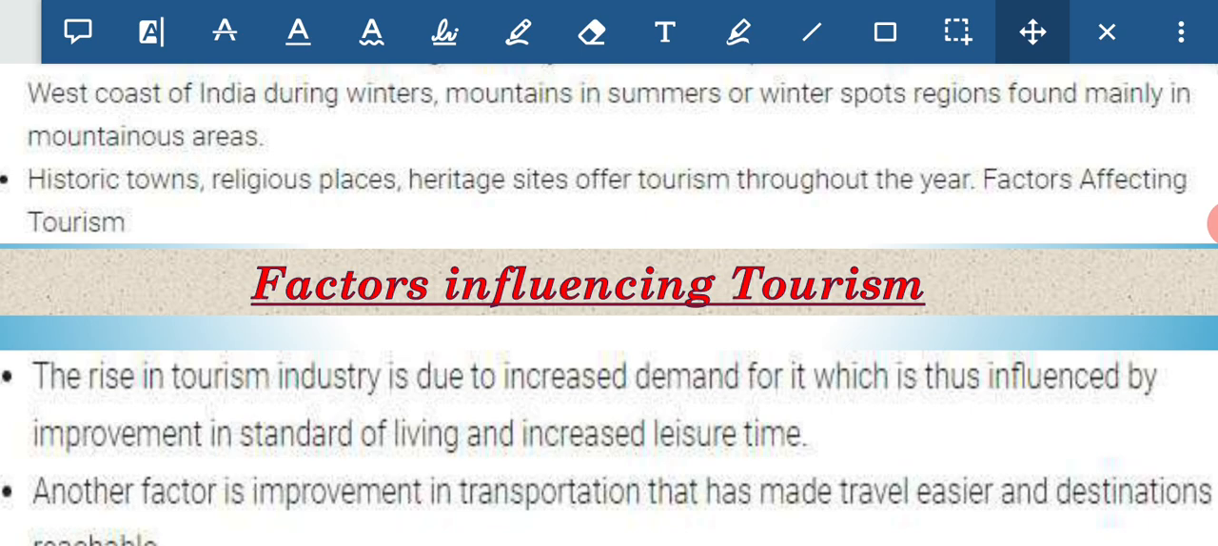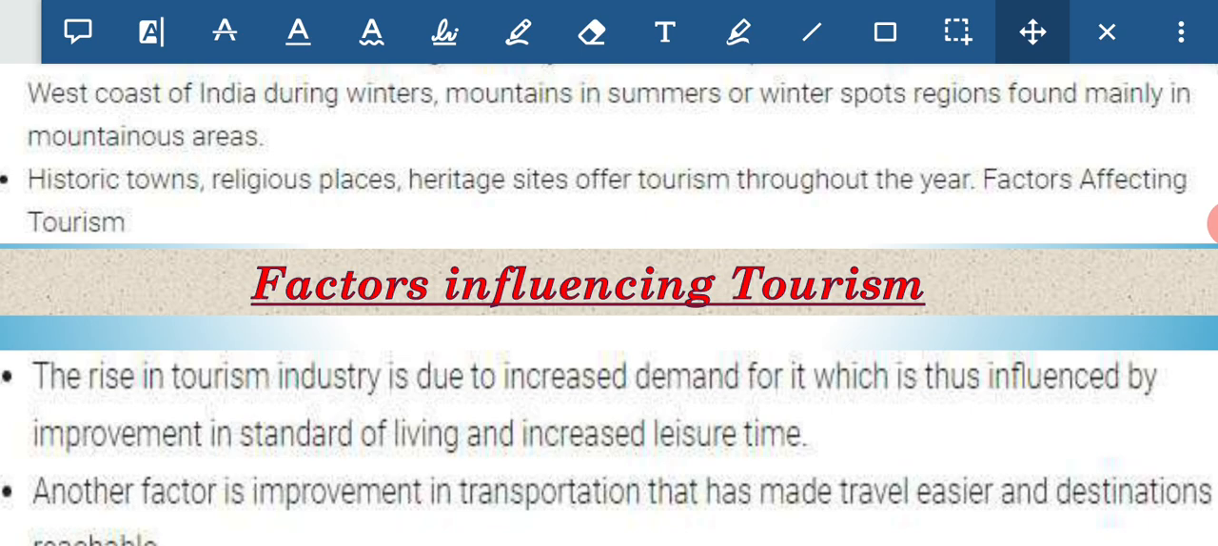If there is an increased demand, obviously it will influence the standard of living. If there is a demand, it means the standard of living is quite high and people have quite some time to spend on their leisure activities. So the rise in the tourism industry is due to increased demand.